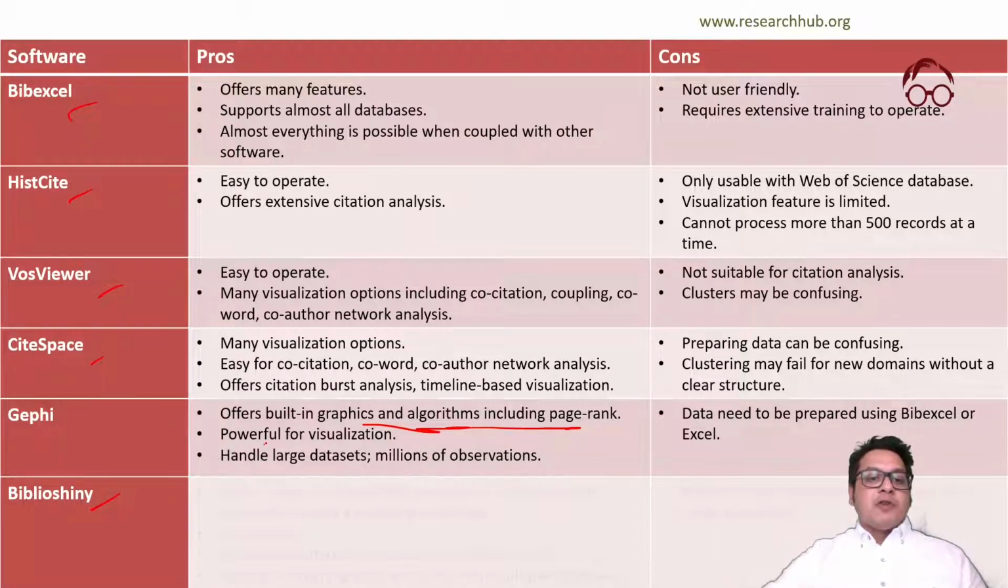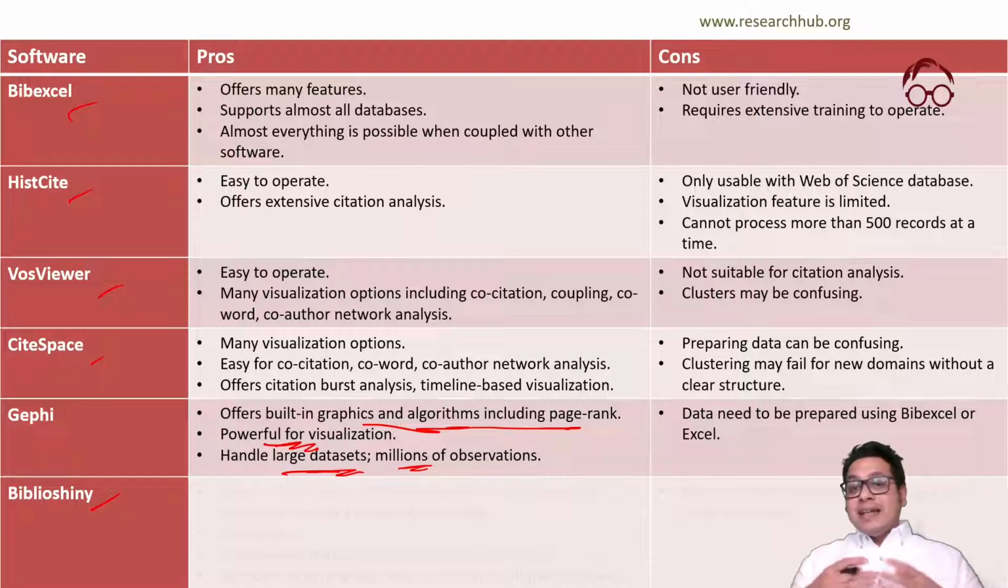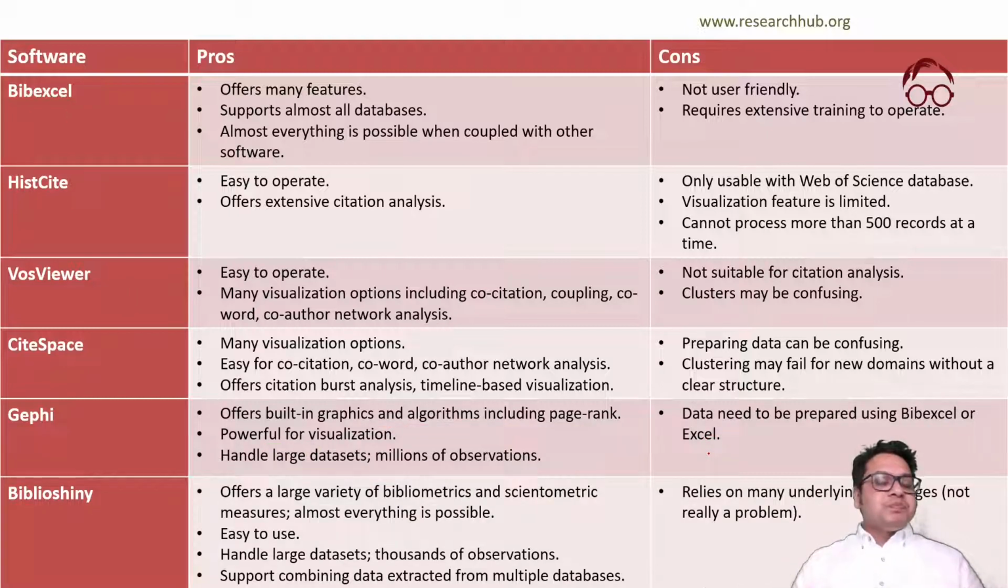It's a very powerful visualization tool. The cool thing is it can handle large data sets, like you can handle millions of observations. Very unlikely that your bibliometric review is going to have millions of records, but in any case, if it does, then you can use it. Of course, you can use the software for 200 articles, that's not a problem at all. Okay, but here, one of the painful things is that the data needs to be prepared using BibExcel or Excel, and that's quite a lot of work.